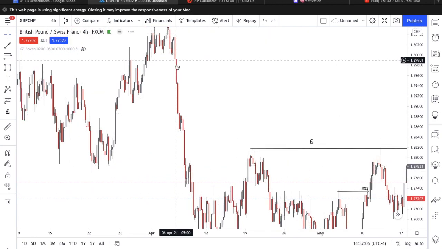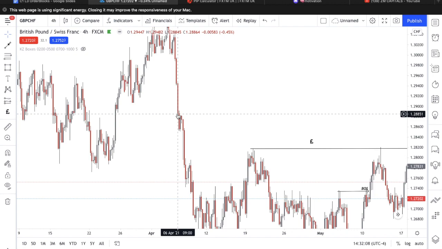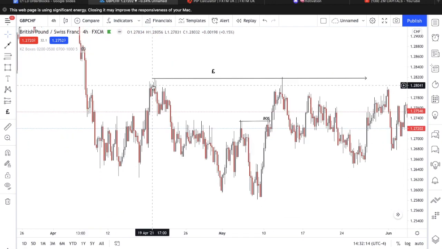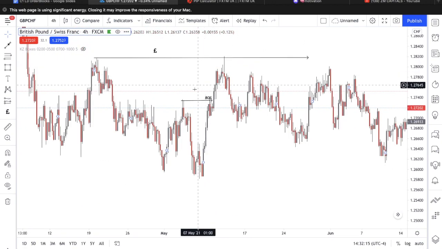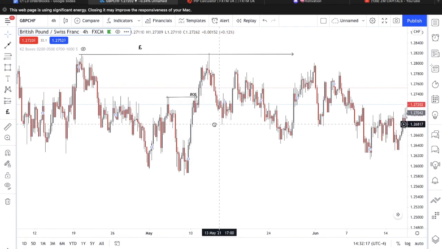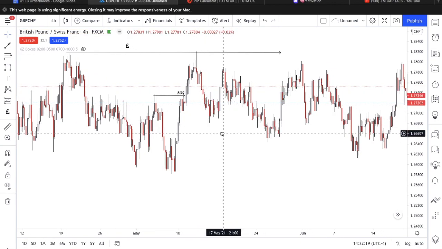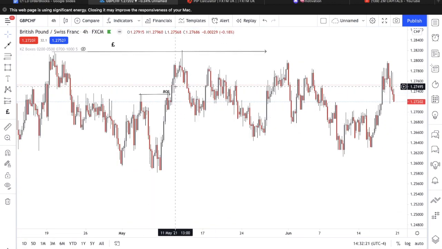And there is all of this imbalance and inefficiency that I'll be teaching you in lesson 4, by the way. But there's all of this inefficiency that needs to be filled in, and this liquidity that needs to be taken out, and this break of structure to show that the buyers are coming into power. So with all of these confluences, that's when I know I should start to look for a buying opportunity.